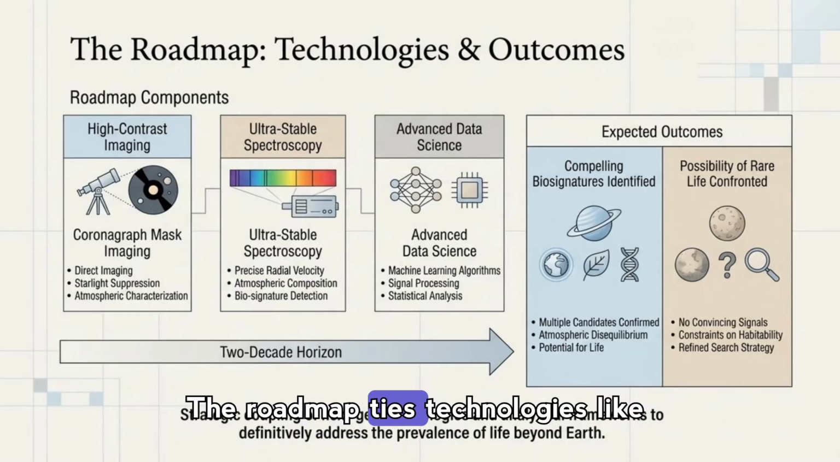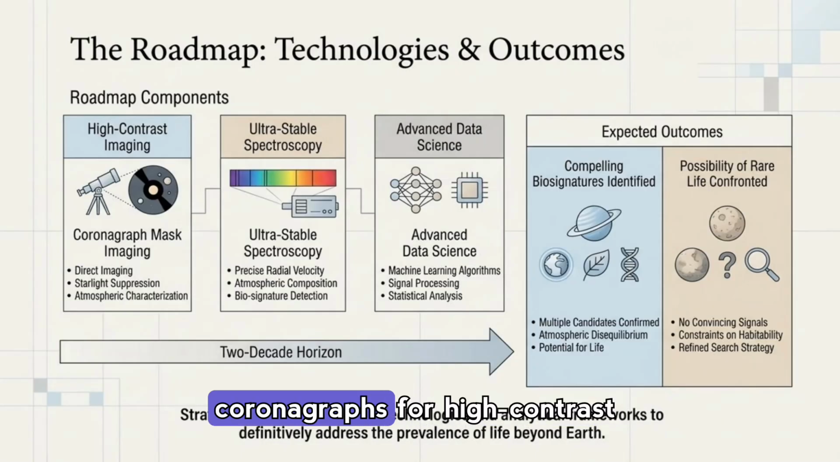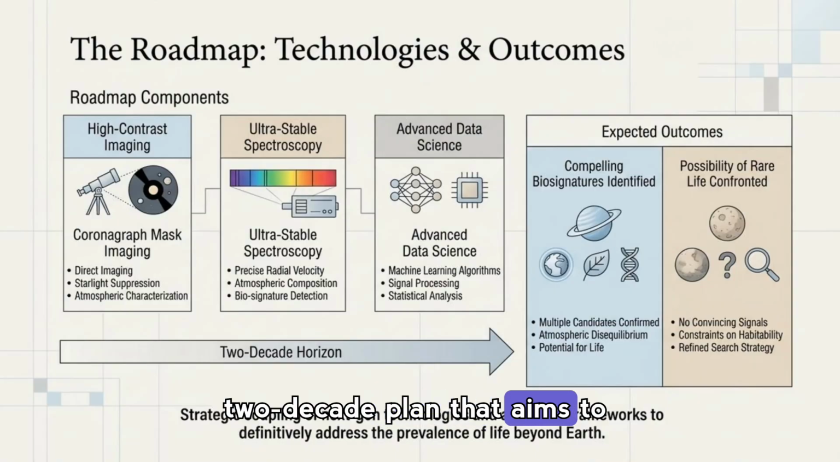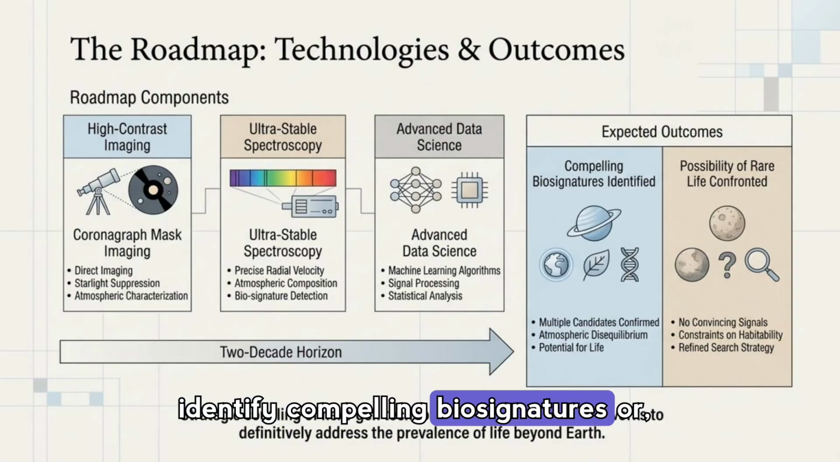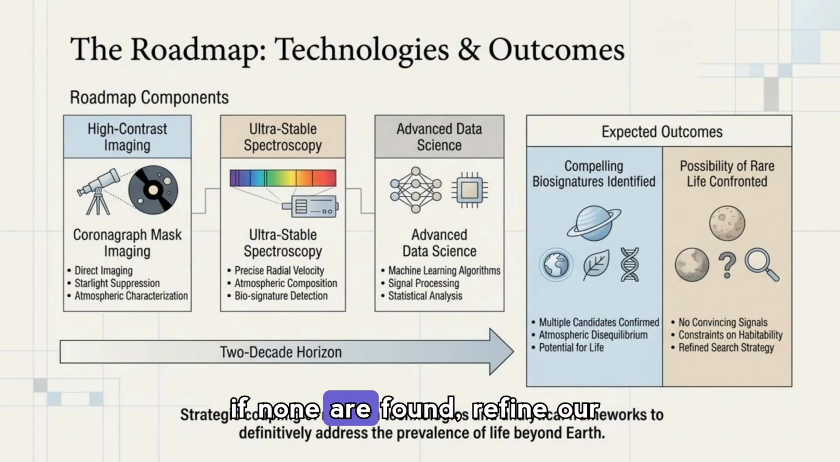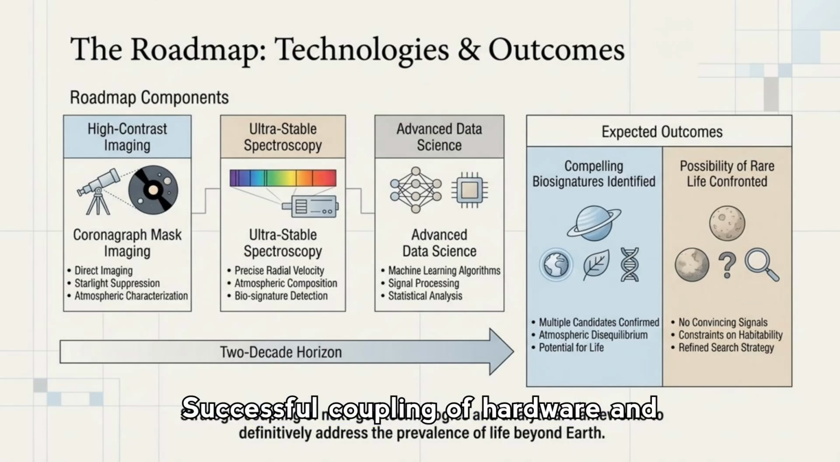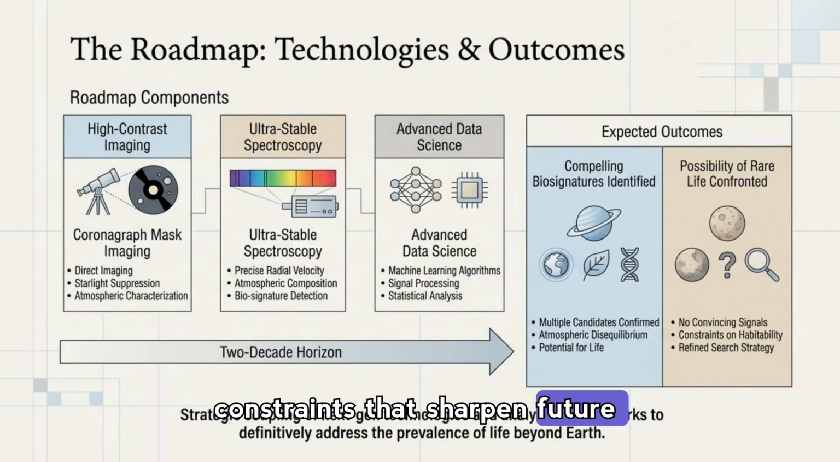The roadmap ties technologies like coronagraphs for high-contrast imaging, ultra-stable spectroscopy, and advanced data science into a 2-decade plan that aims to identify compelling biosignatures or, if none are found, refine our understanding of habitability limits. Successful coupling of hardware and analytics will either reveal candidates for life or set strong constraints that sharpen future search strategies.